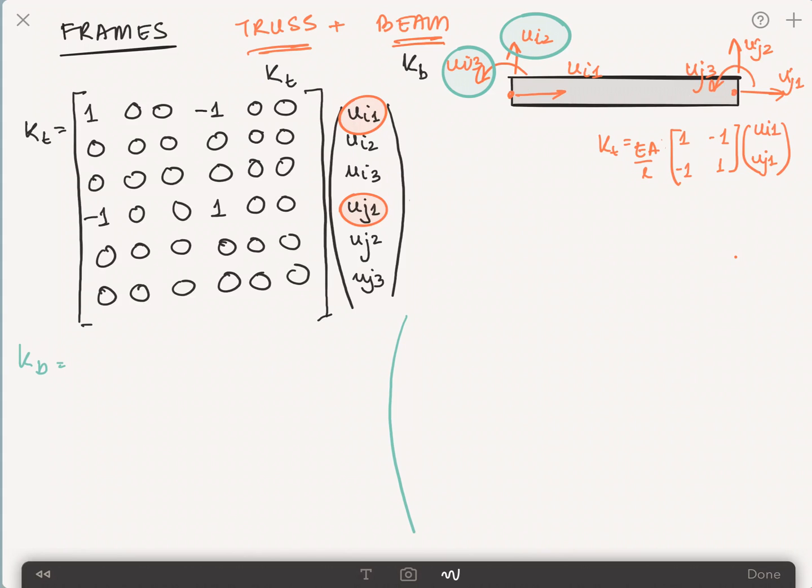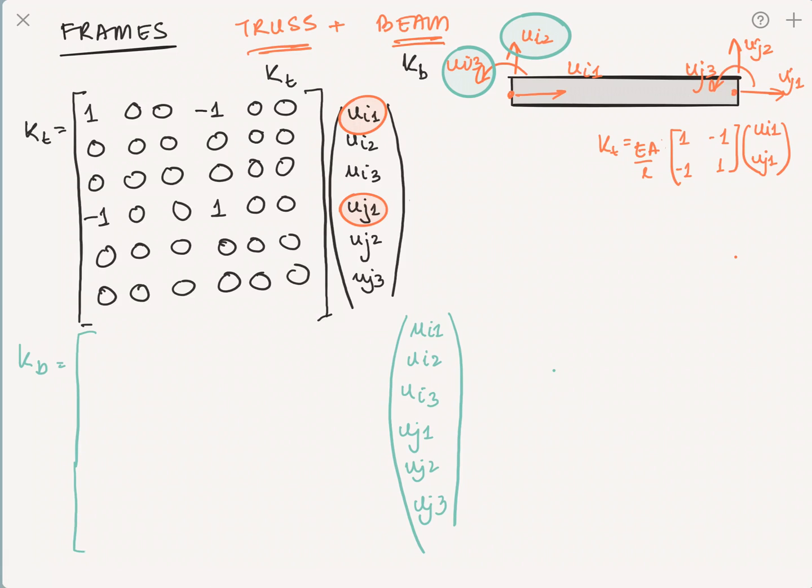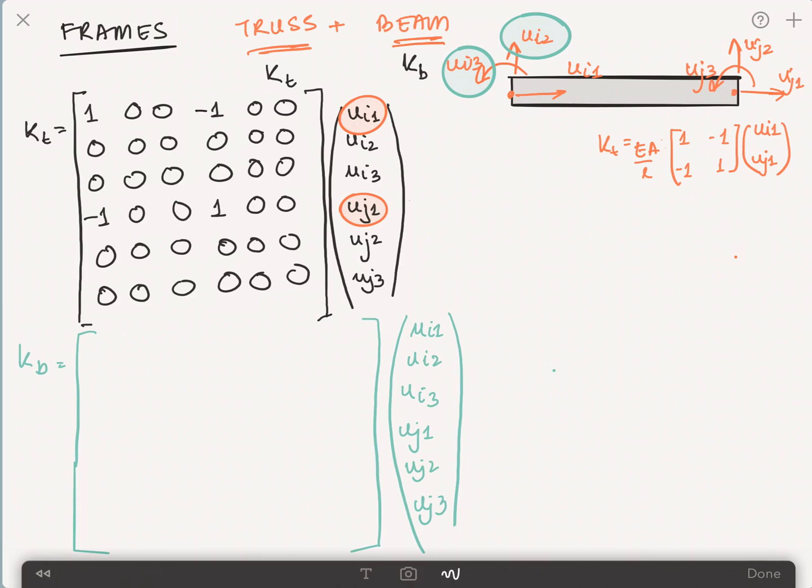So therefore now we can write K beam for an element. We are going to use the same UI1, UI2, UI3, UJ1, UJ2, UJ3 vector for displacement, and we are going to form a 6 by 6 stiffness matrix. Now we know that we do not have anything in the direction of UI1 and UJ1 for beam element contributions. That means these rows are going to be 0.